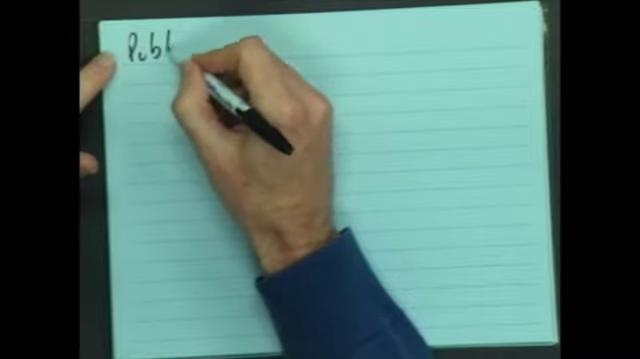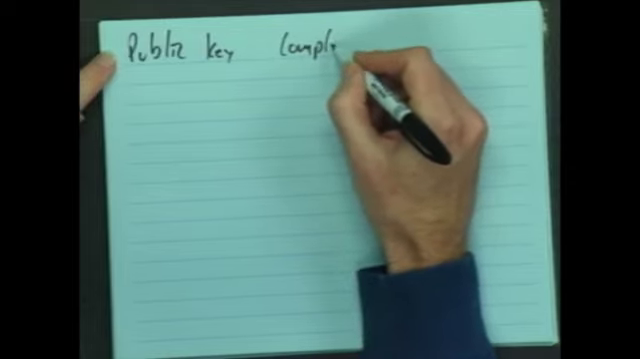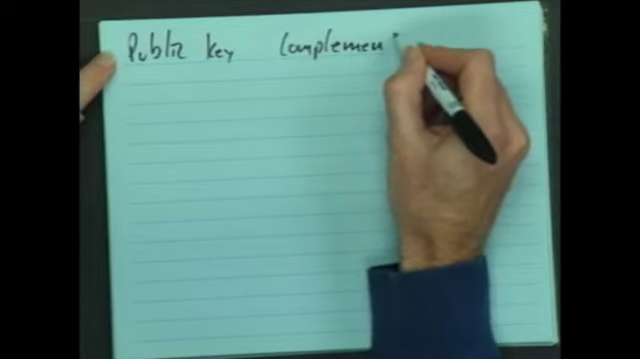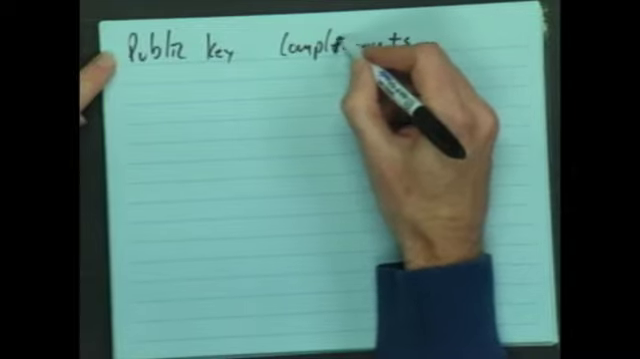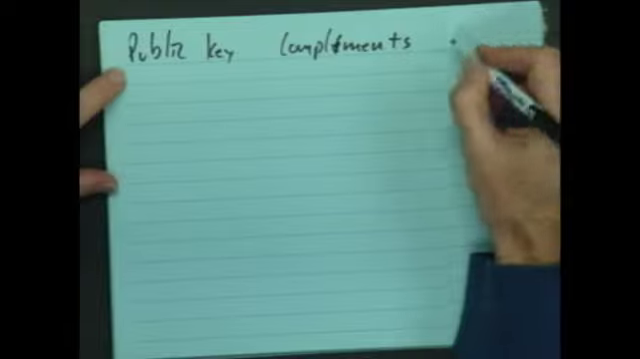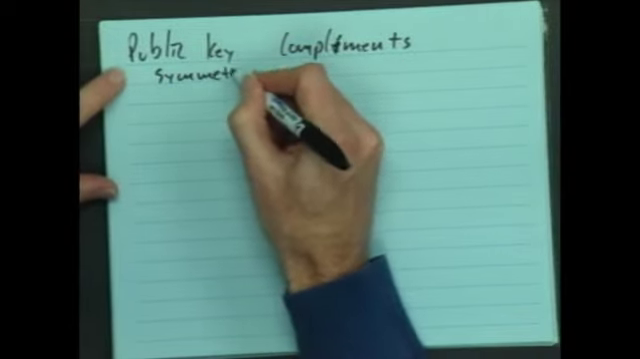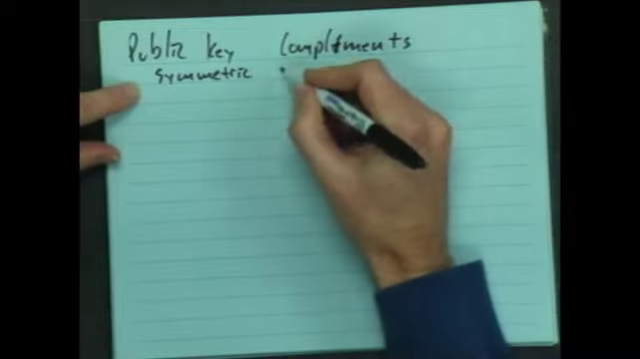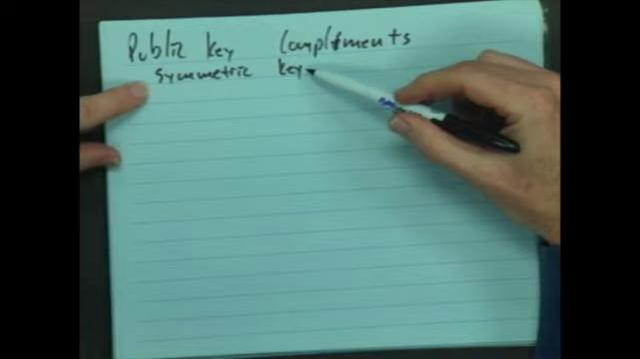Now let's talk about public key. It complements symmetric key. So remember, with symmetric key, we couldn't share it, or we wanted to share it secretly.